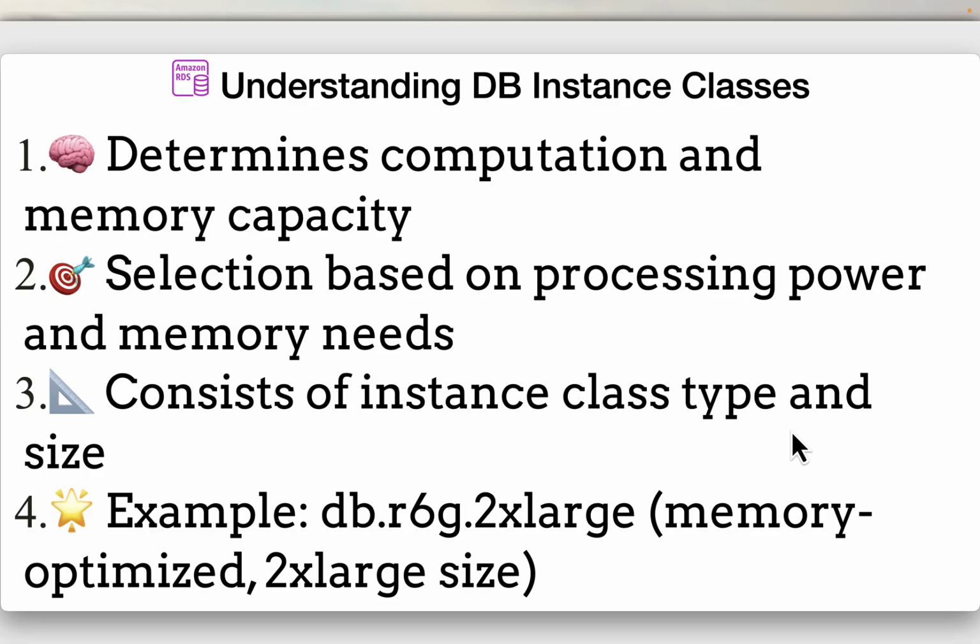So db you can ignore, but r6g is the family and version, R is memory optimized, and the size is 2xlarge. So an example of a DB instance class is this one, which is a memory optimized instance powered by AWS Graviton. G is for Graviton processors, with a size of 2xlarge. So R is memory optimized, G is Graviton, and 6 is the version. And the size can be small, medium, large, but usually it starts from large.